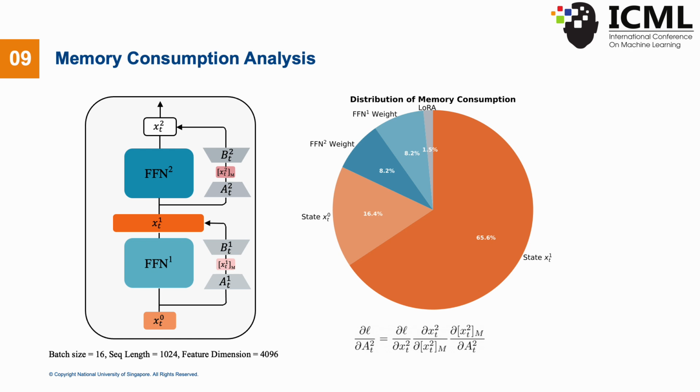So why do we need to store the state? The answer is that this helps us compute the gradient with respect to the newly added LoRA weights. For example, here AT2 is the LoRA weight, and when we compute the gradient with respect to AT2, we actually need to use xt1, the forward state. So we have to keep this state in memory for the gradient computation.